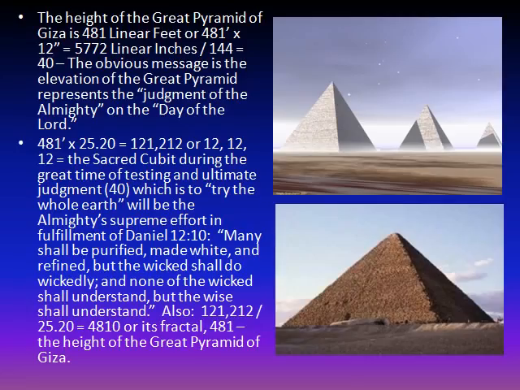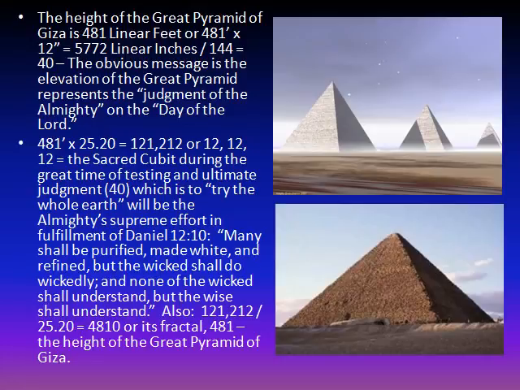The height of the Great Pyramid of Giza is 481 linear feet, or 481 linear feet times 12 inches would make it 5,772 linear inches, divided by the New Jerusalem's 144 would equal 40. The obvious message is the elevation of the Great Pyramid represents the judgment of the Almighty on the day of the Lord.